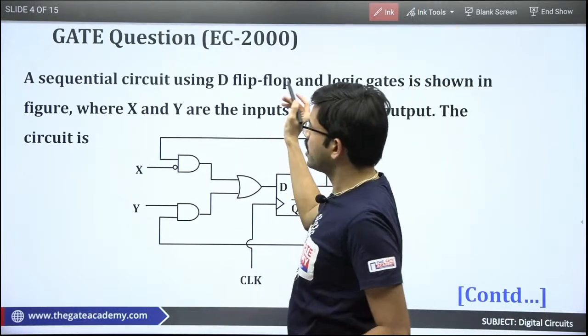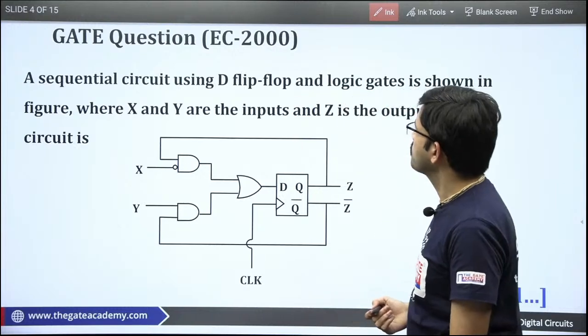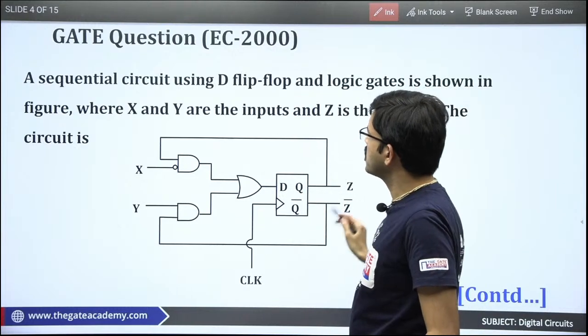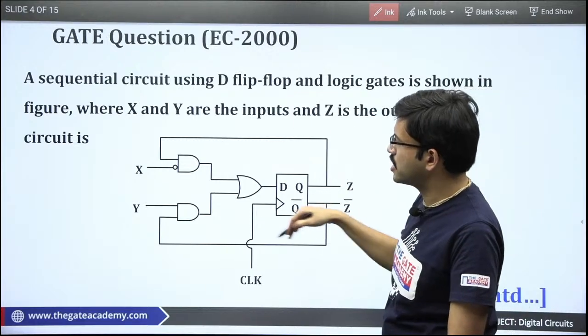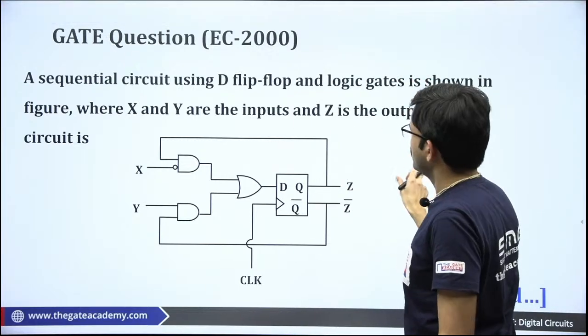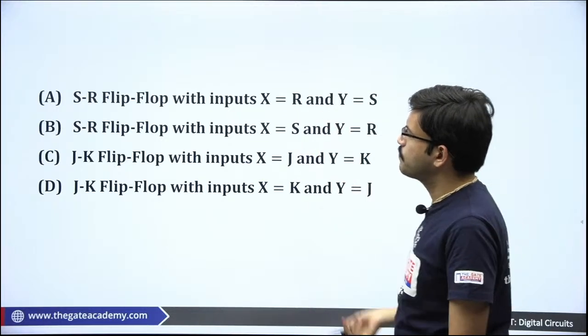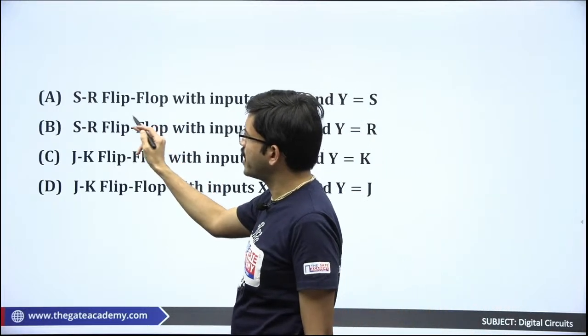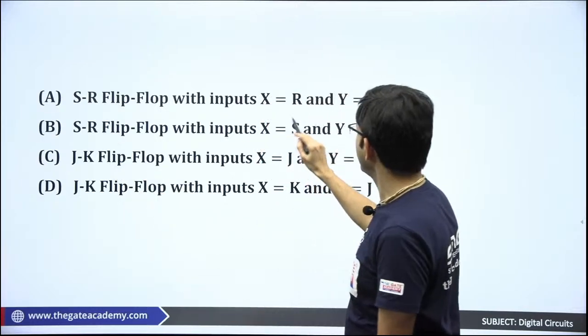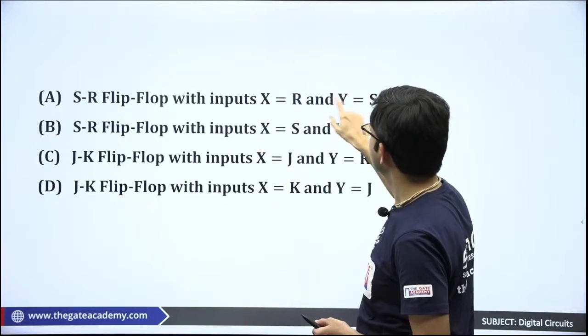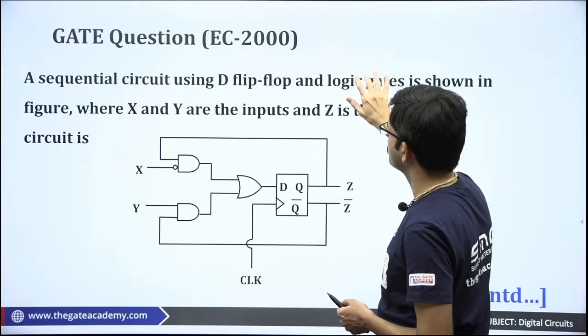This is a question asked in GATE EC 2000. They have given one sequential circuit like this and they are asking for the resultant circuit. They have given the choices like this. 2 choices are given as SR flip flop, 2 choices are given as JK flip flop, and regarding inputs they have mentioned like this. So you have to choose one among these 4.